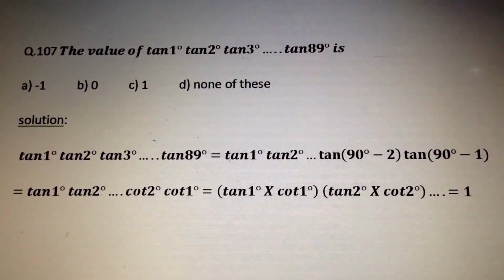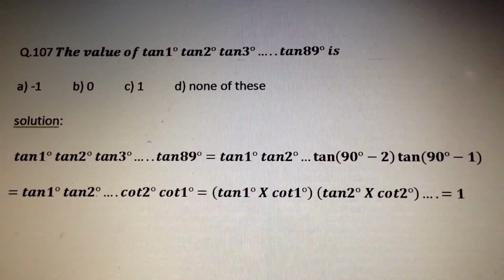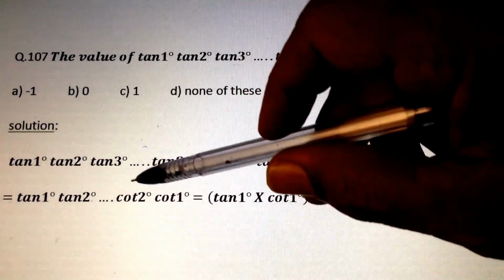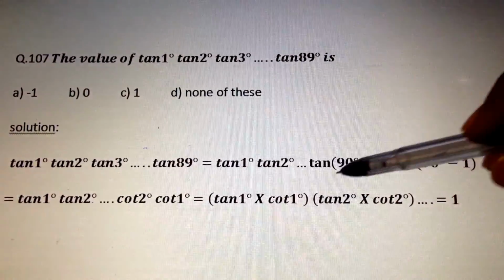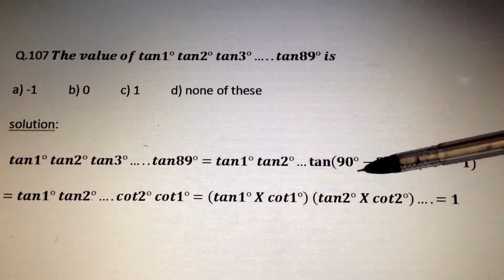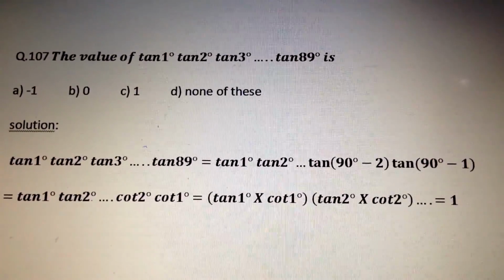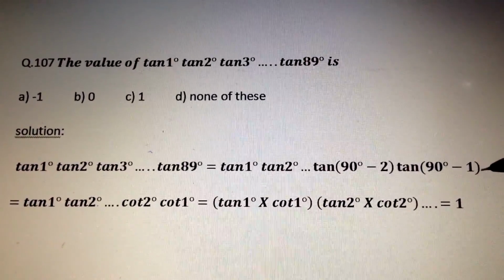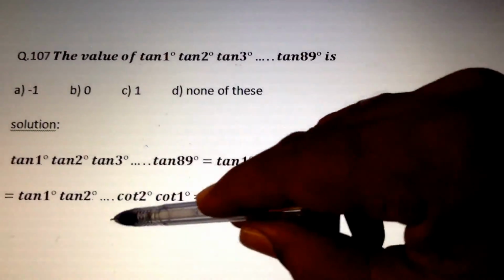Question number 107. The value of tan 1 into tan 2 into tan 3 up to tan 89 is. This can be written as tan 1 into tan 2 and so on, and tan 88 can be written as tan 90 minus 2 and tan 89 can be written as tan 90 minus 1. We know that tan 90 minus 2 is nothing but cot 2 and tan 90 minus 1 is equal to cot 1.